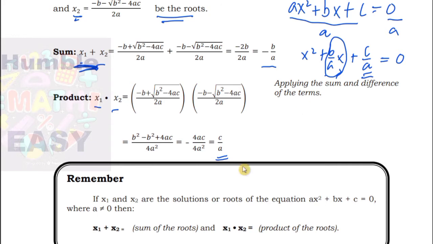In short, given the two roots x sub 1 and x sub 2 from the quadratic equation ax squared plus bx plus c is equal to 0, provided that a is not equal to 0, the sum of the two roots is x sub 1 plus x sub 2, and the product of the two roots is x sub 1 times x sub 2.